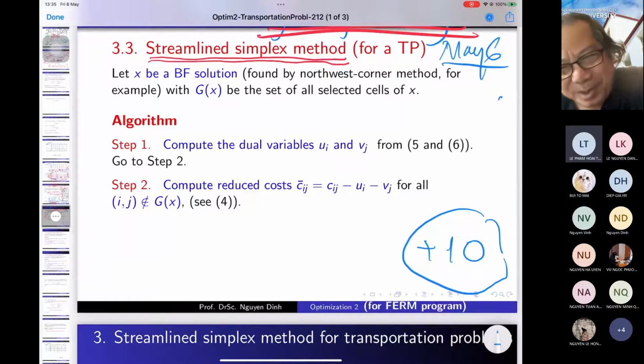Suppose that if you have 80, then it becomes 90. You have 85, then it becomes 95, something like this. All of you plus 10. That's good news. Okay. Just wait a minute.